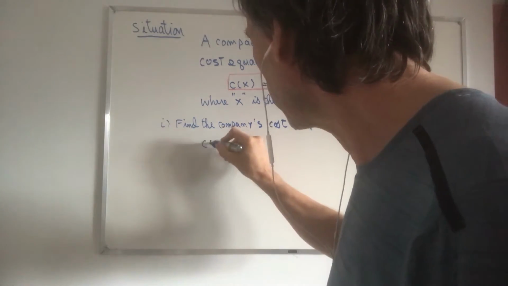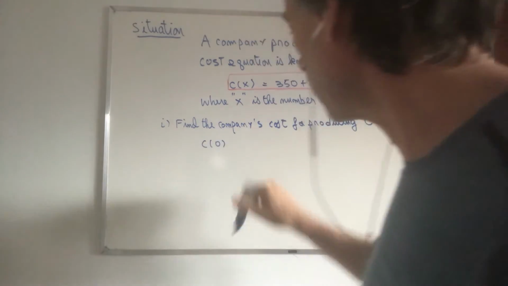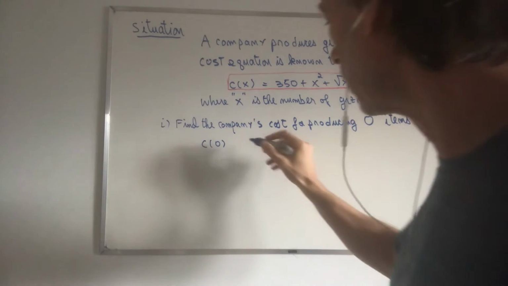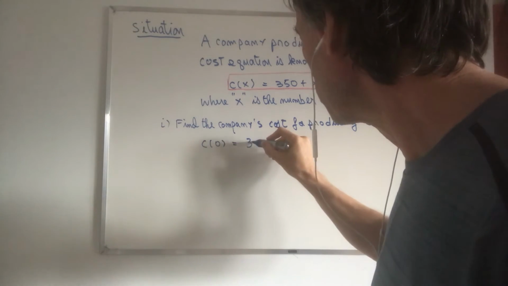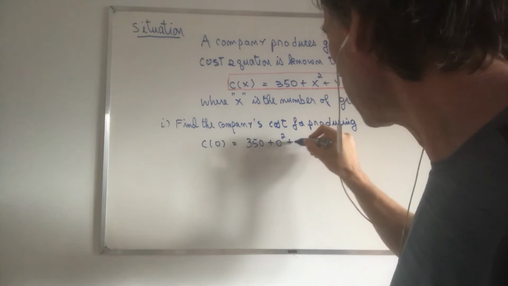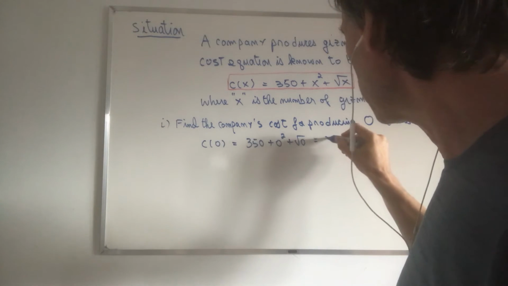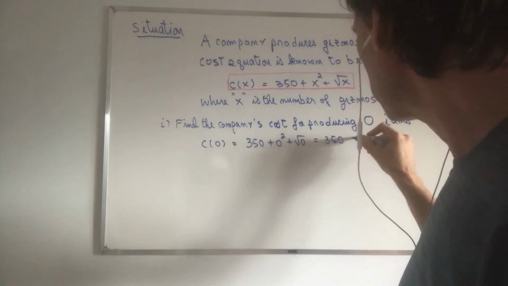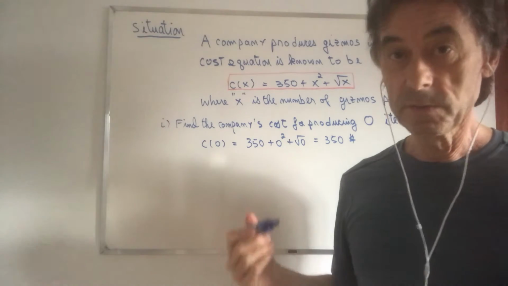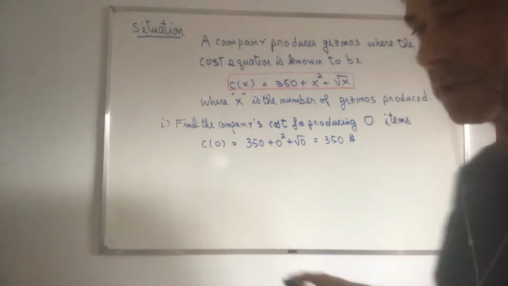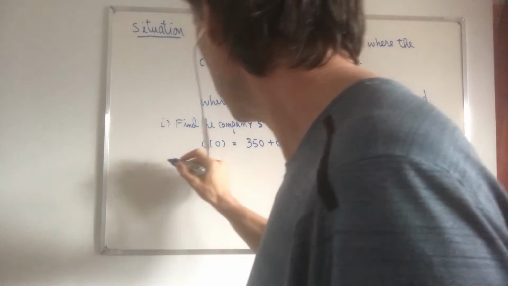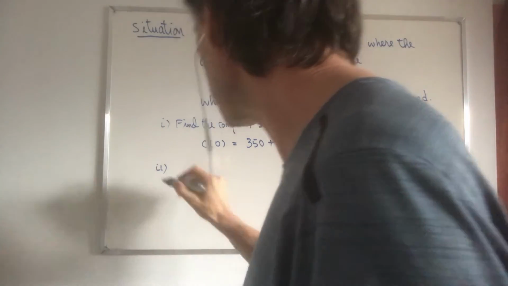So what we get here is C of 0, because remember, X is the number of gizmos that you produce. Here we produce 0. So clearly my cost is not going to be 0 because of the fixed cost. So the answer to this is $350. So even if you produce nothing, you will incur some costs for that. That's guaranteed. Okay, good. So why don't we take a look at something more realistic.